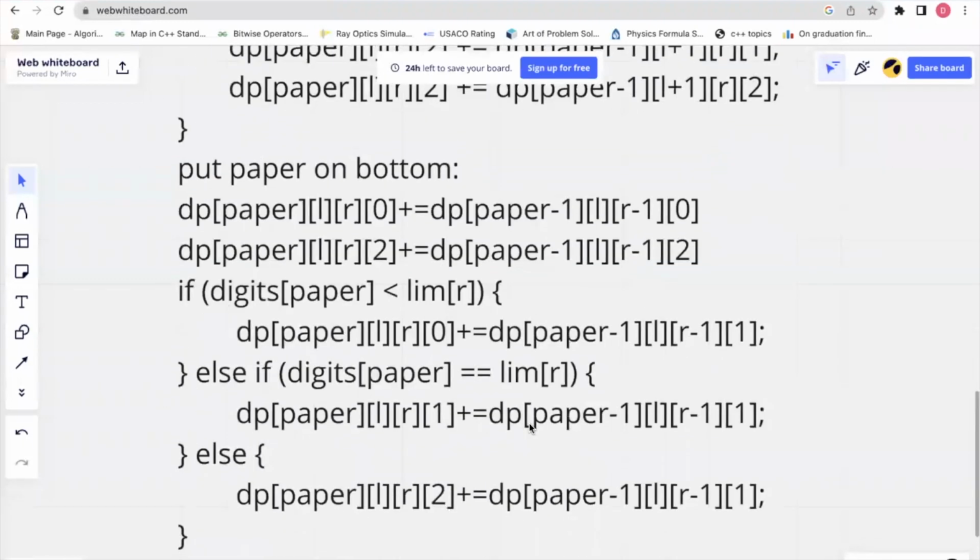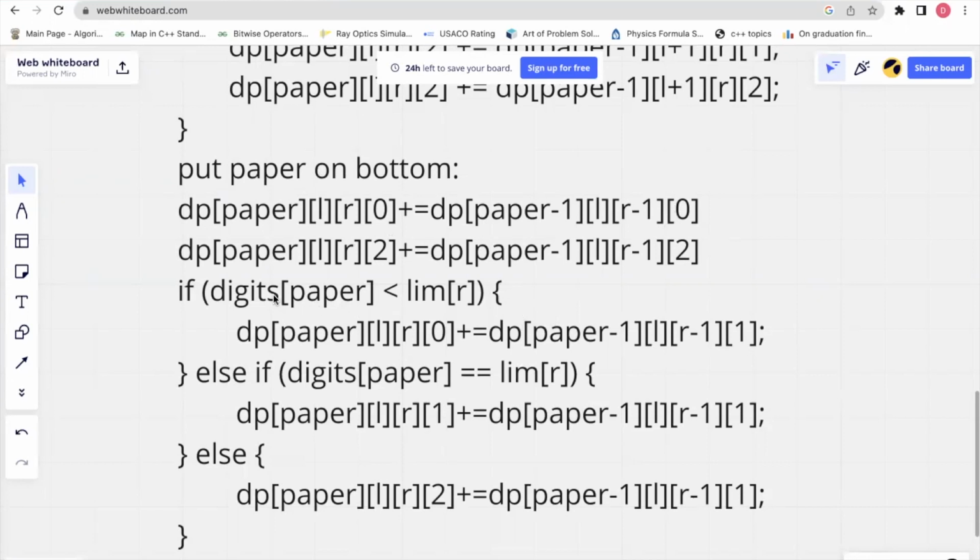Now we put the paper on the bottom. So if we put the paper on the bottom, the digit's not going to be very significant. So if it was smaller originally, it's going to stay smaller, so we just add the less to the less. And if it's more, it's going to stay more. But if it's equal, then that means that it will change things, and so we have to determine where we add the equal value.